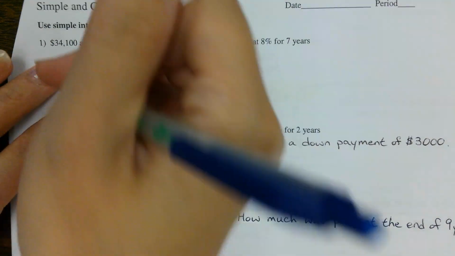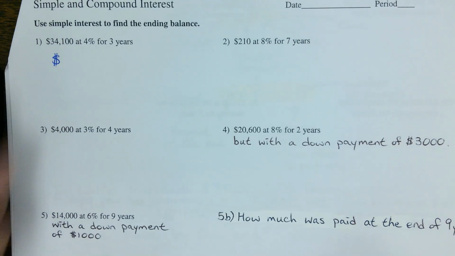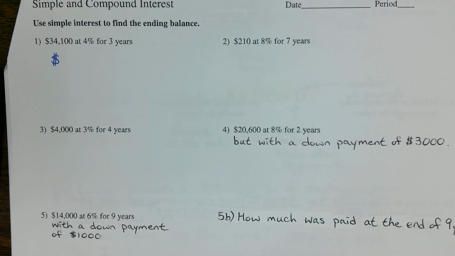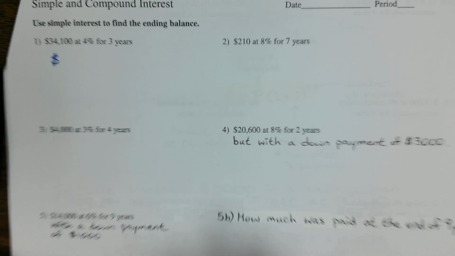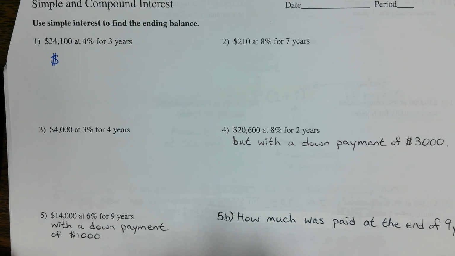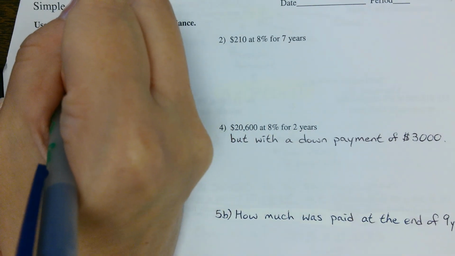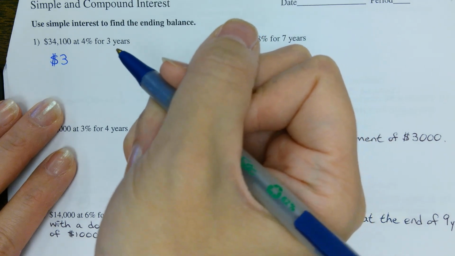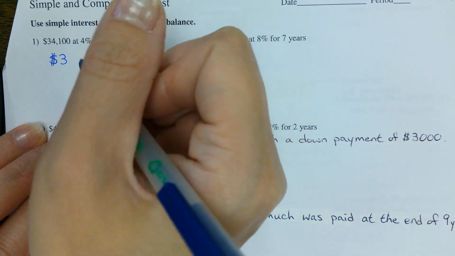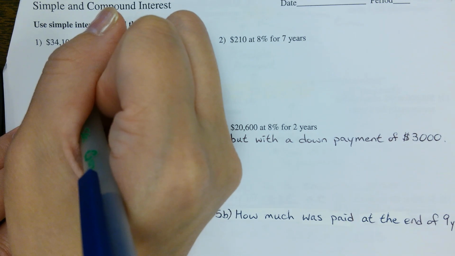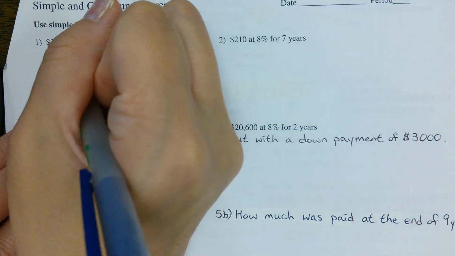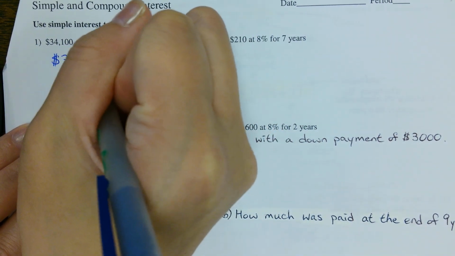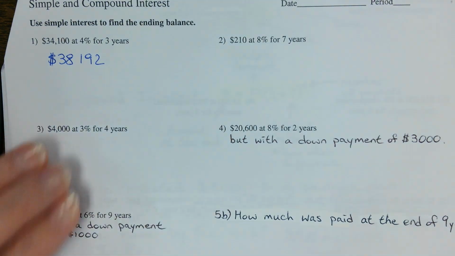Any, what was your answer? Yeah, because I know you did it right. I saw it yesterday. Sorry, wrong one. I think it was like around 38,000. 192. Okay. There you go.